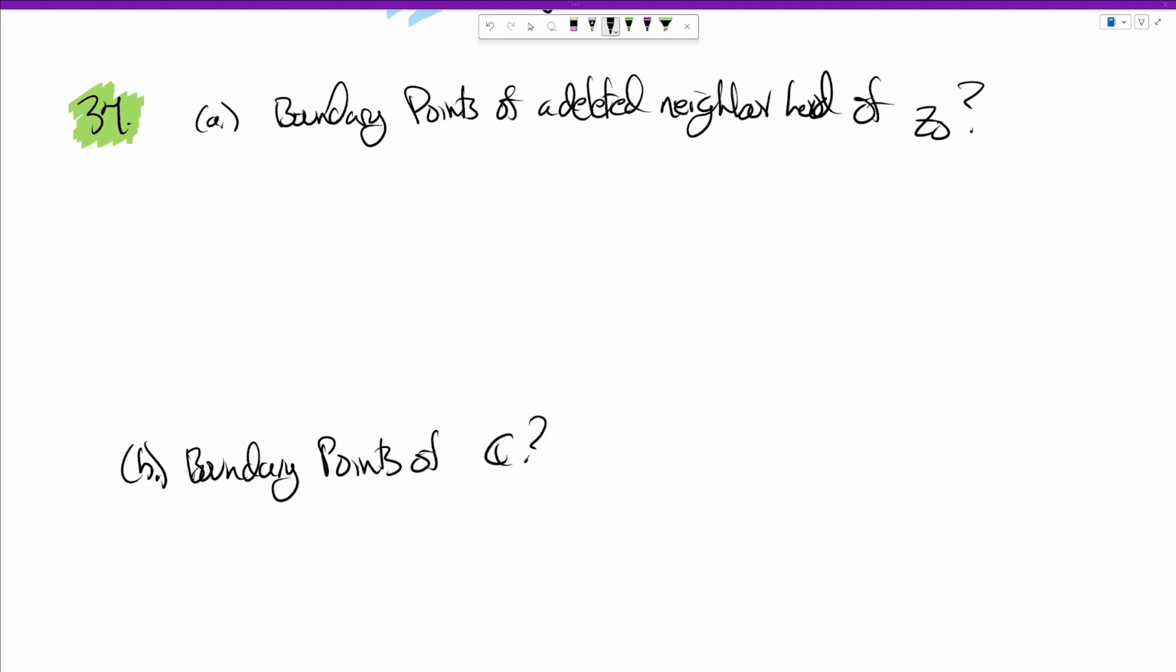In 34, we're going to do parts A and B. The first part is asking what the boundary points of a deleted neighborhood of a complex number are. Just a quick reminder, a deleted neighborhood is the set of points z in C such that the distance between z and z naught is strictly less than some number.